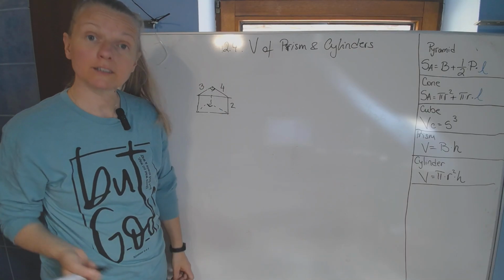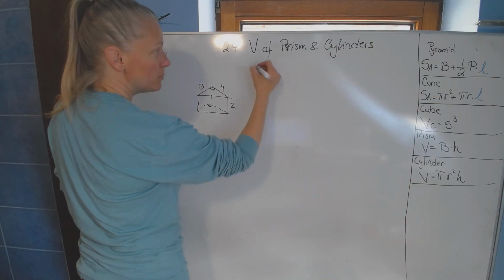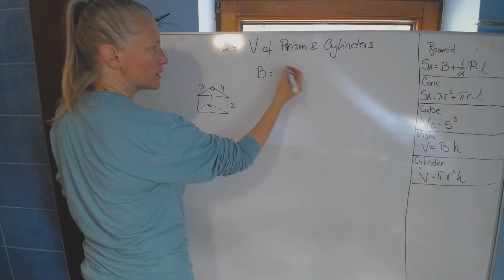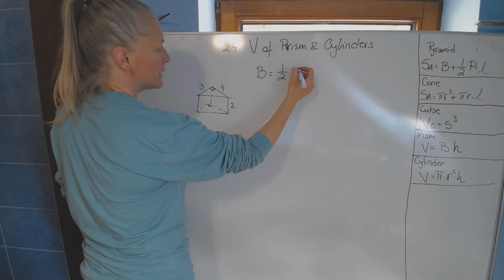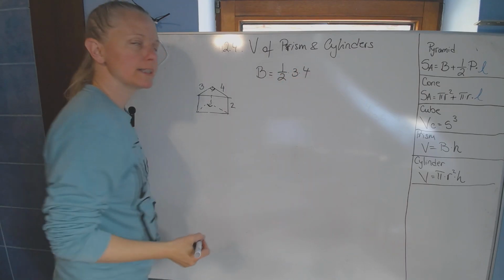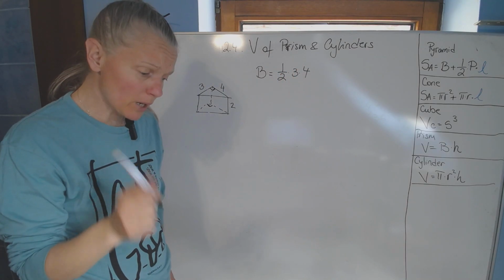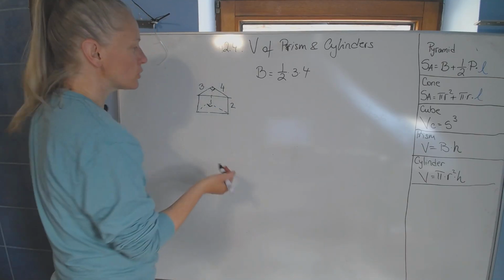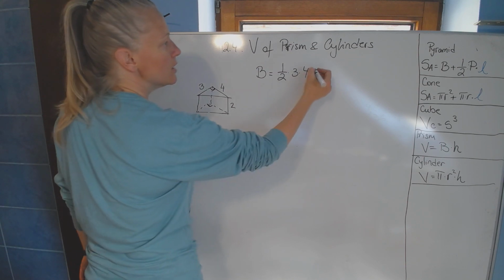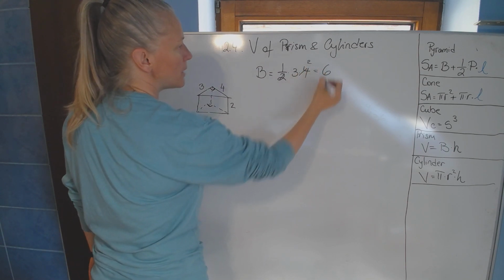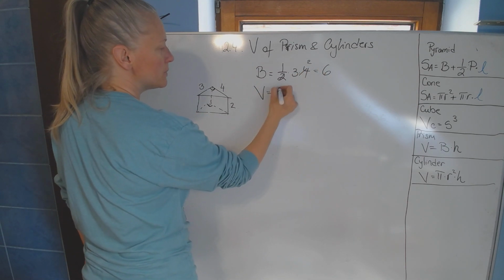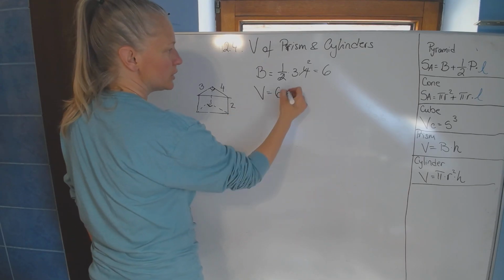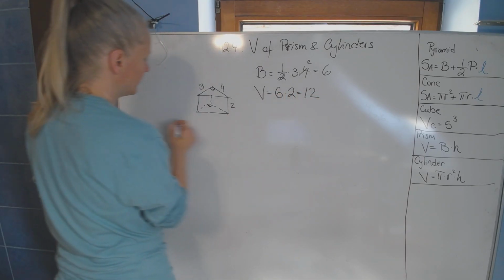Because if that is a right triangle, then the area of my base is going to be half times my base times my height. It's a right triangle. Tricky problem in a second when you're going to learn not all of them are a right triangle. This could have easily been something else. But in this case, my base area is 6, so my volume is going to be 6, which is my base, times 2, which is my height, and that is 12.